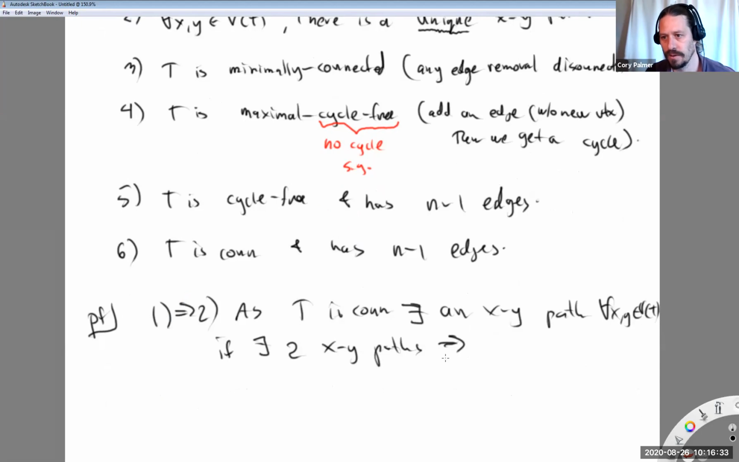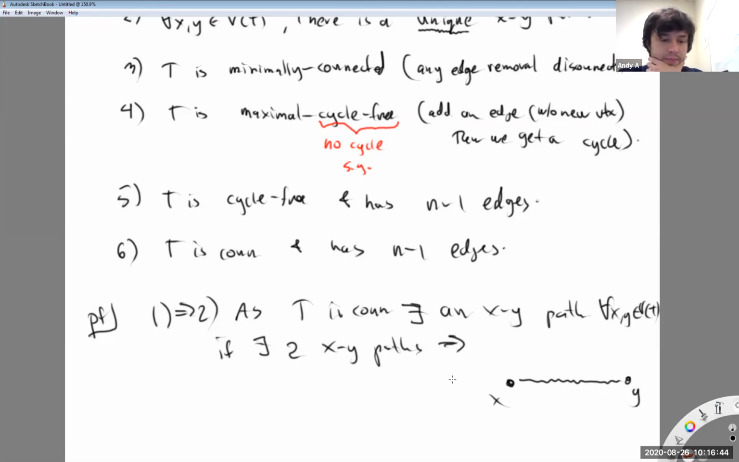What can you guys tell me? What if you have 2 XY paths? So here's X, here's Y, here's one path. What can you tell me if I have a second path? We have a cycle. Yeah, we'll have a cycle. And here, to prove that there's a cycle, you kind of need to be a little more formal than I'm going to be. But just imagine, I'll explain it in words what happens.